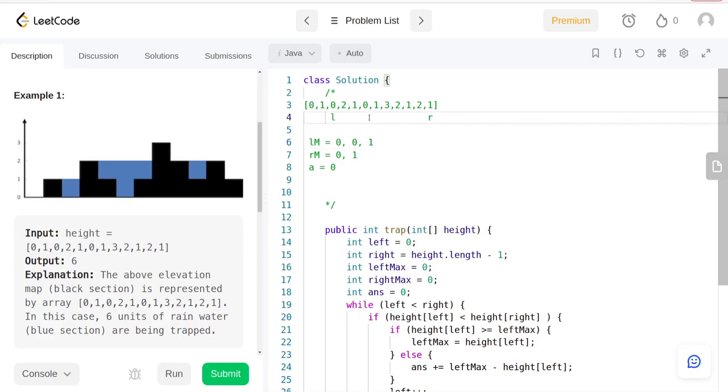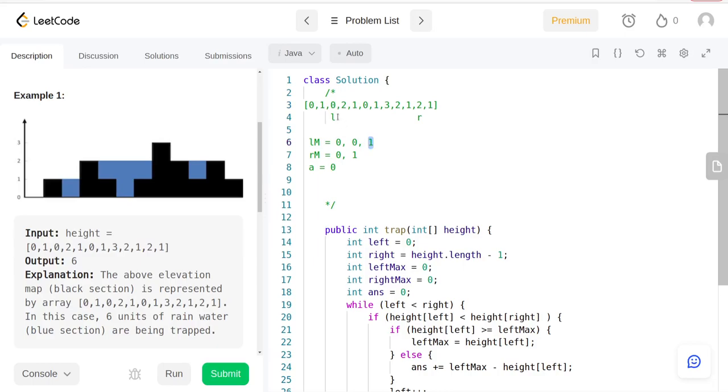We're only gonna increment it, and that would be it. Is the left less than the right? Yes, it is. So this time we're gonna compare, is it greater than or equal to the left max you have seen so far?